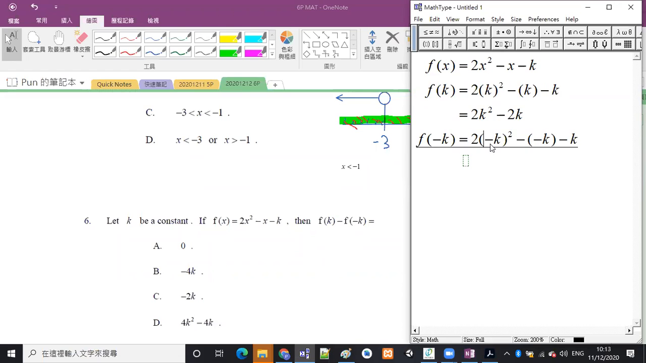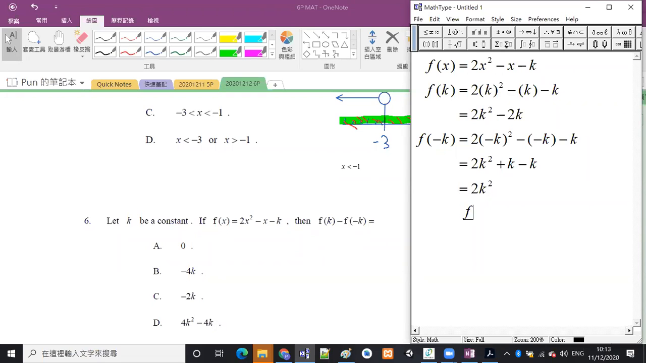This negative k, the negative sign inside the square will result in a positive number. So it becomes positive 2k squared. And then the minus negative k, double negative, becomes plus k, and then minus k. But the plus k and minus k will be cancelled by each other. So what is remaining is 2k squared. Now we have found f(k) and f(negative k) separately.